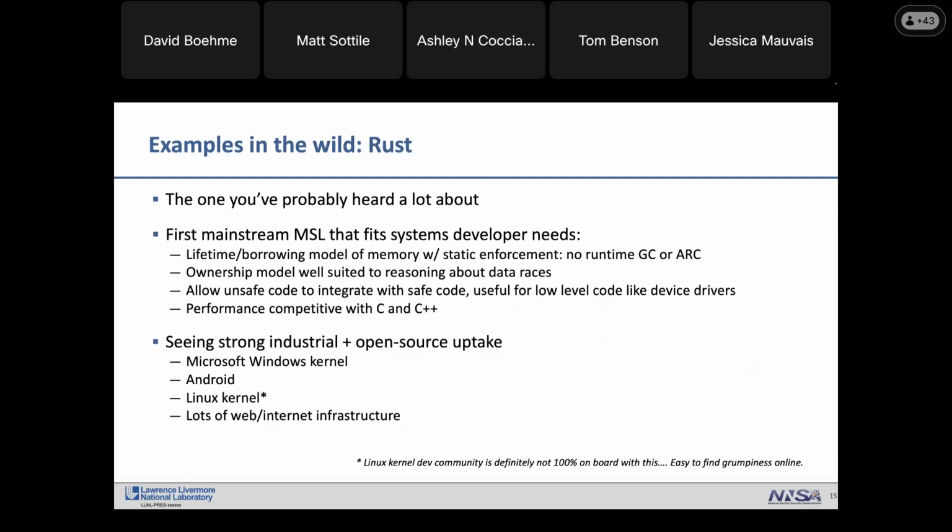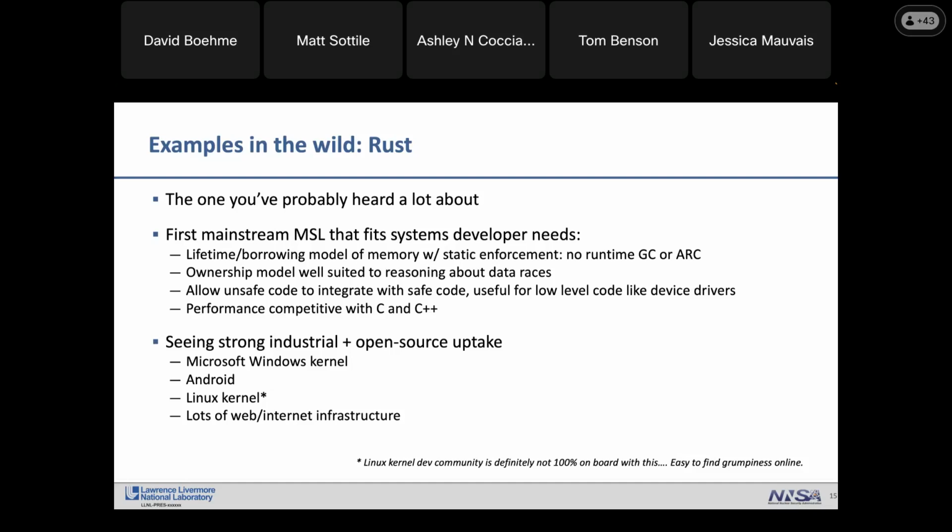So if I was to go through examples of these languages in the wild, Rust is the most common one that you've probably heard about. The reason for that is it's the first mainstream memory safe language to fit systems developer needs, like operating systems developers. And the big thing that it did that others haven't done is it had a static memory model. You achieve memory safety through what they call a lifetime and borrowing model. So you're very explicit about how long memory that you've allocated lives. And when you're passing it around in the program, you're very explicit about which component of the program owns the memory at any given point in time.